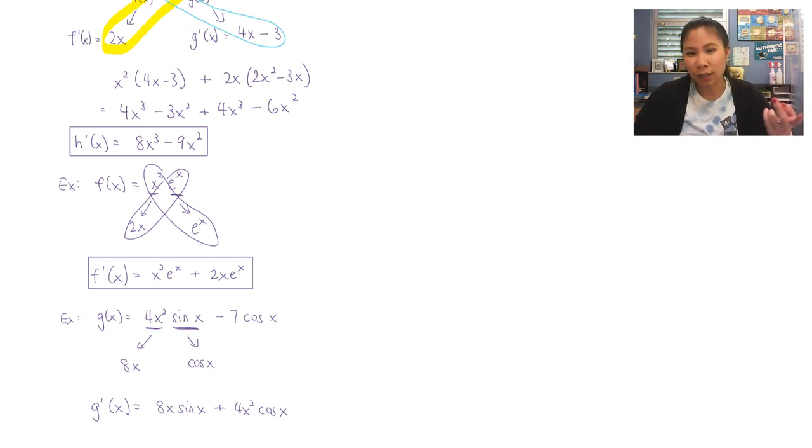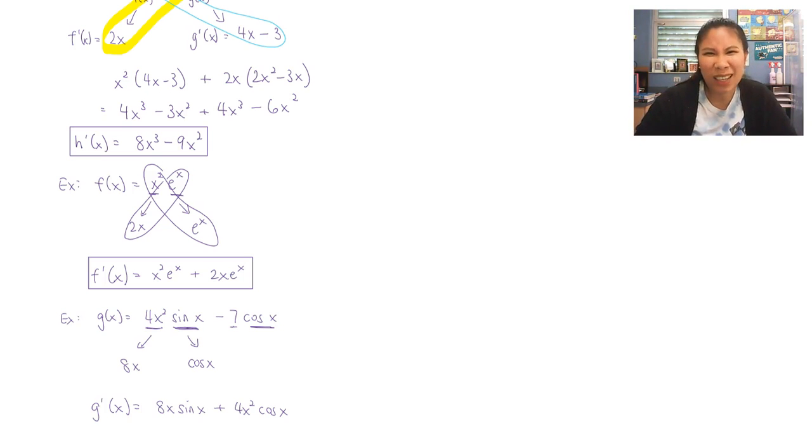And again, you could have done it the other way where you did 4x squared times cosine x first plus 8x sine x. Okay, now let's take care of the second part. In the second part, the minus 7 cosine x, technically I have two things being multiplied. I have the 7 and the cosine x, but the 7 doesn't have an x in it, so that's just a constant.